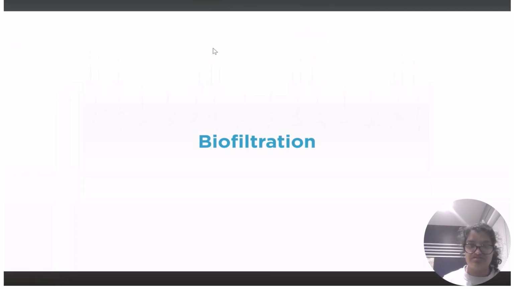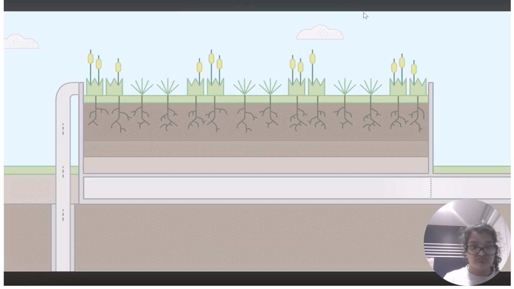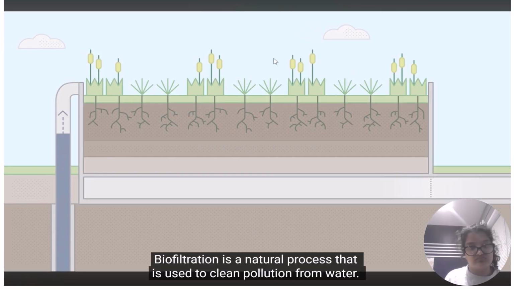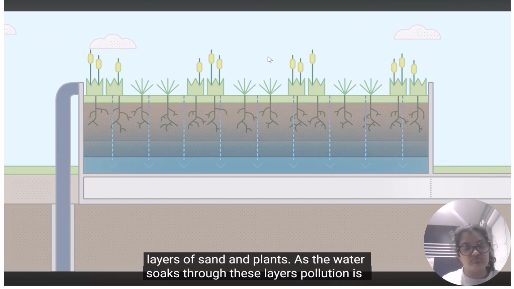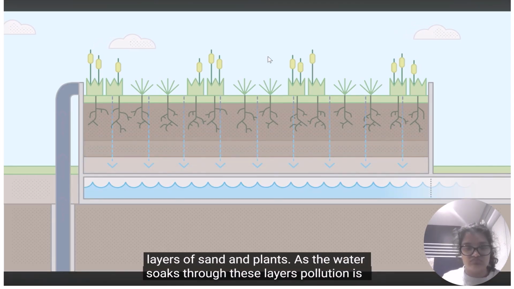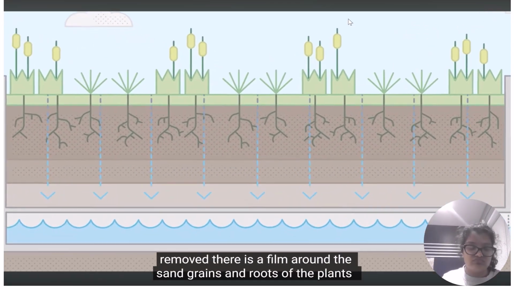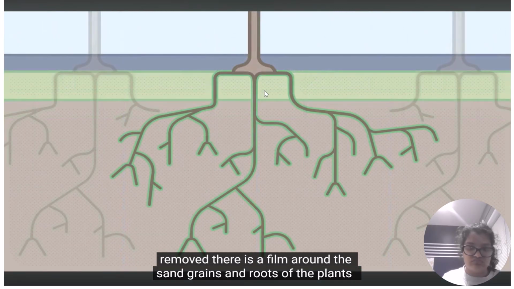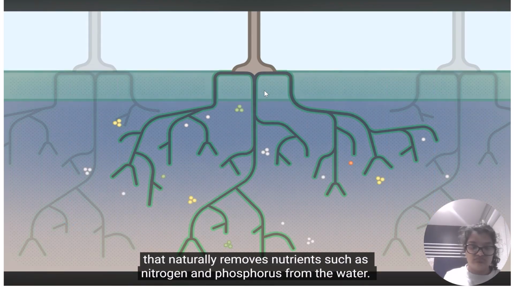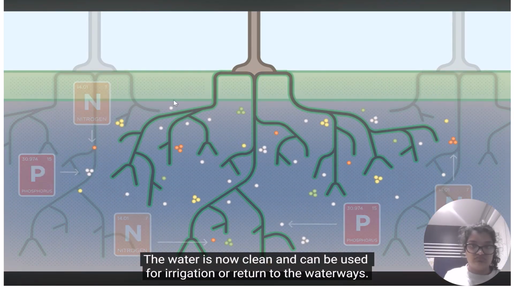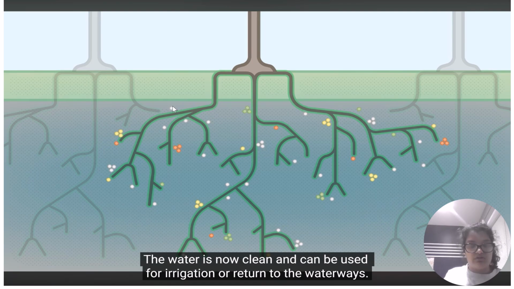So here is just a little recap of what biofiltration is, in other words, rather than mine. Biofiltration is a natural process that is used to clean pollution from water. The biofilter is a garden bed. It contains specifically designed layers of sand and plants. As the water soaks through these layers, pollution is removed. There is a film around the sand grains and roots of the plants that naturally removes nutrients, such as nitrogen and phosphorus, from the water. The water is now clean and can be used for irrigation or returned to the waterways.